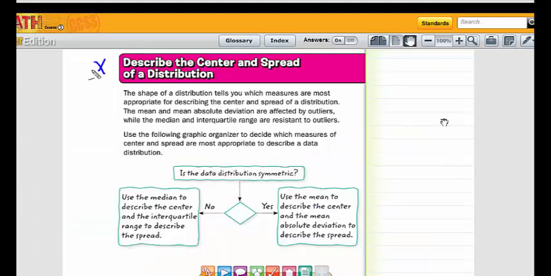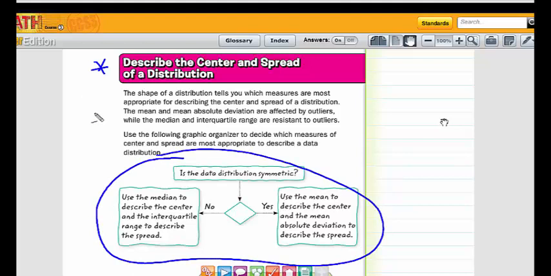Next thing we're going to talk about is describing the center and the spread of a distribution. Again, this is something you should definitely put in your notes, this piece right here. Let's explain. The shape of a distribution tells you which measures are most appropriate for describing the center and the spread of a particular distribution.